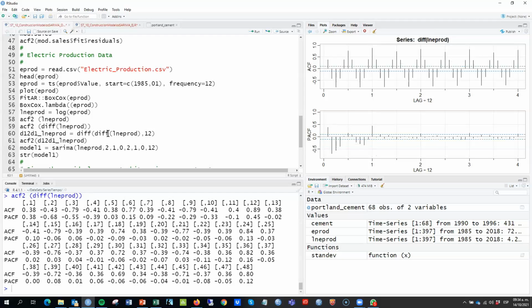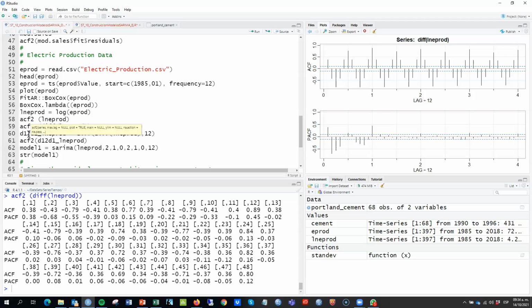What you need to notice here is that the ACF is dying very slowly. See, you have large spikes at 12, at 24, and so on. So it's dying very slowly. That's a clear indication you need a seasonal difference of order 12. Okay. Now, so far so good.